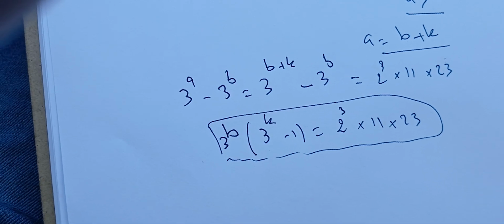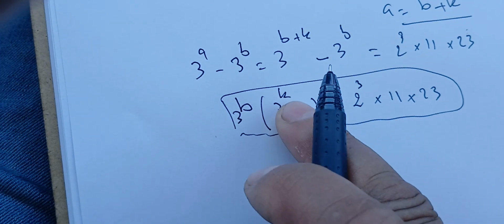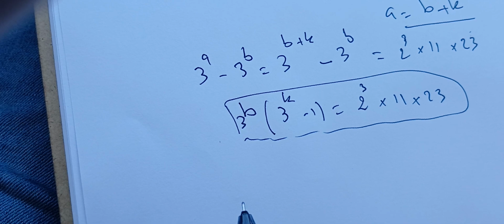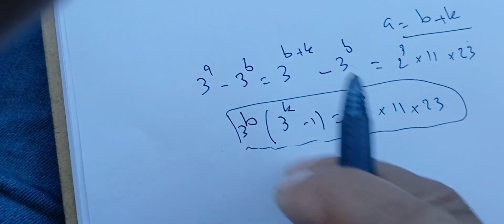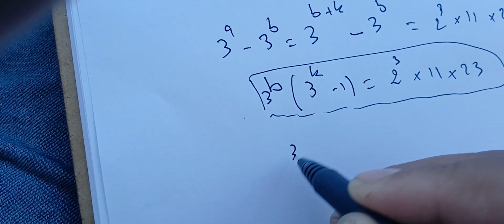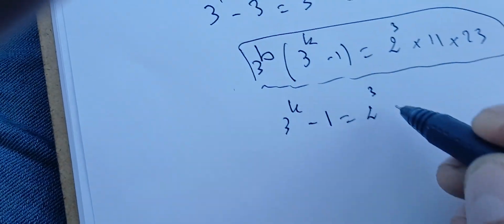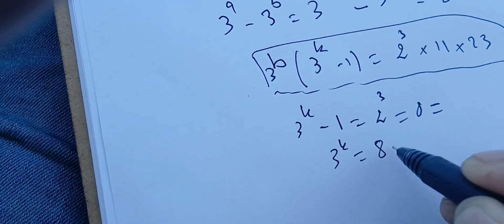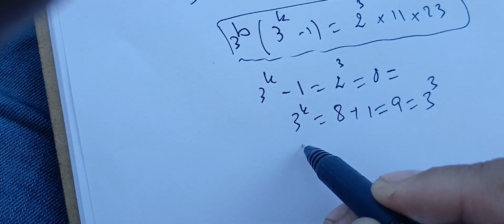Another key idea that we get is that 3^k is always an odd number. When we subtract 1 from it, it's an even number. And the only even number here is 2^3. That means 3^k − 1 equals 2^3, which is 8. That means 3^k equals 8 plus 1, which is 9, which is 3^2. That means k equals 2.